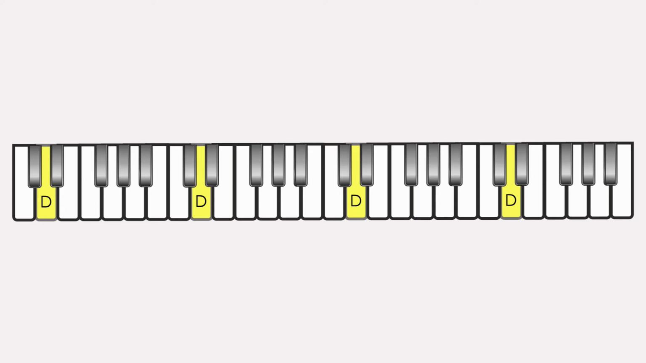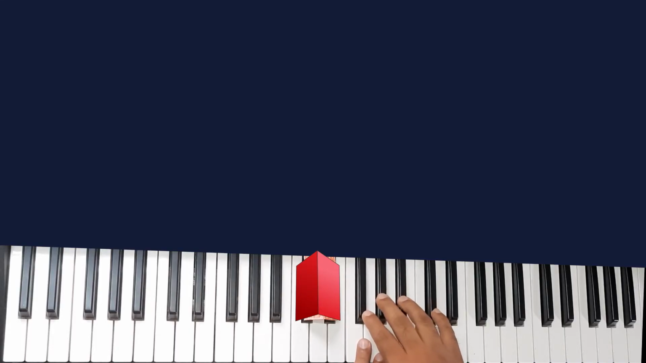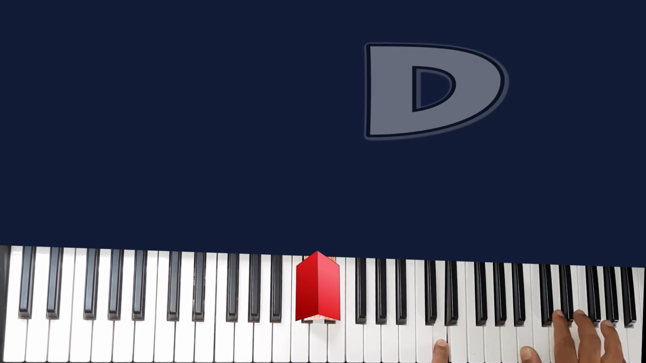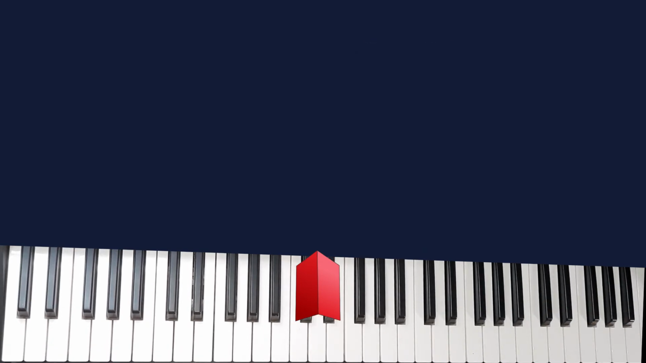Now, please be cautious that when you're looking for the D note, it will always be among 2 black keys and not among the 3 black keys, okay? So always look for the set of 2 black keys, and the white key between them will always be the D note. Now let's learn to identify some more white keys.